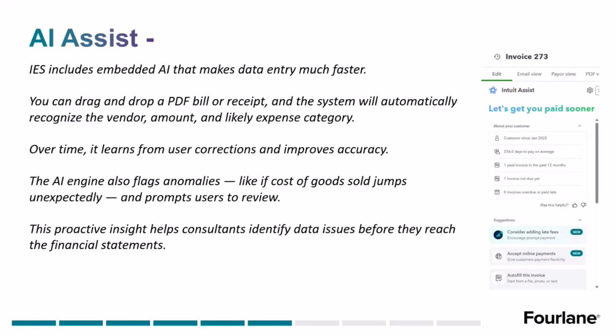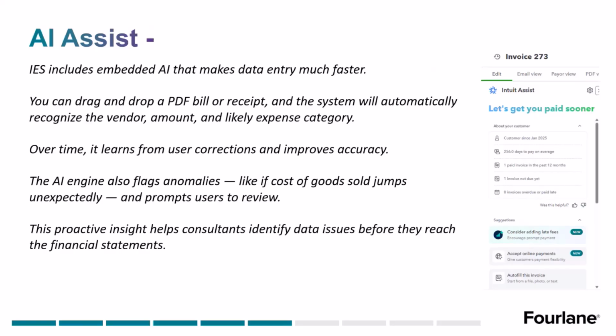Beyond just automation, the AI also acts as a proactive reviewer. It can flag anomalies. For instance, if cost of goods suddenly jumps compared to previous periods, or if an expense looks out of trend, those alerts help you catch issues early before they flow into your financial reports.